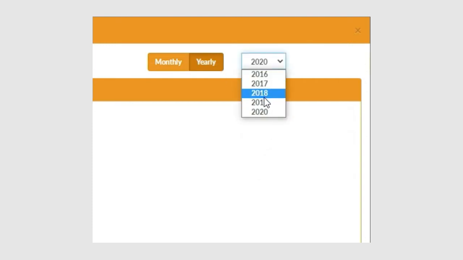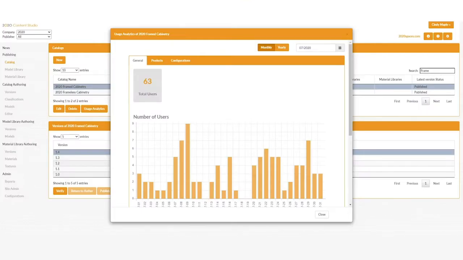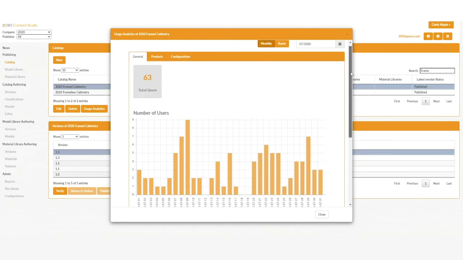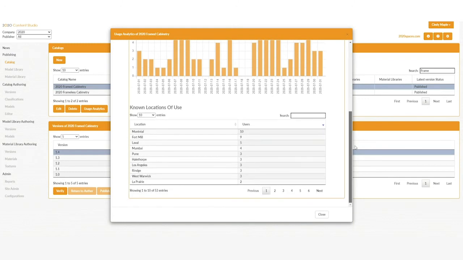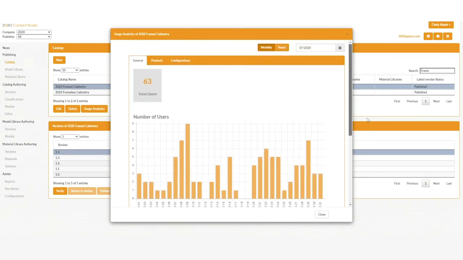interested in reviewing. On the General tab, the publisher can see how many total users have added or configured products from their catalog and how many users are adding or configuring products each day and week. Users are reported by location as well, so publishers are able to tell what geographical locations are using their products the most.